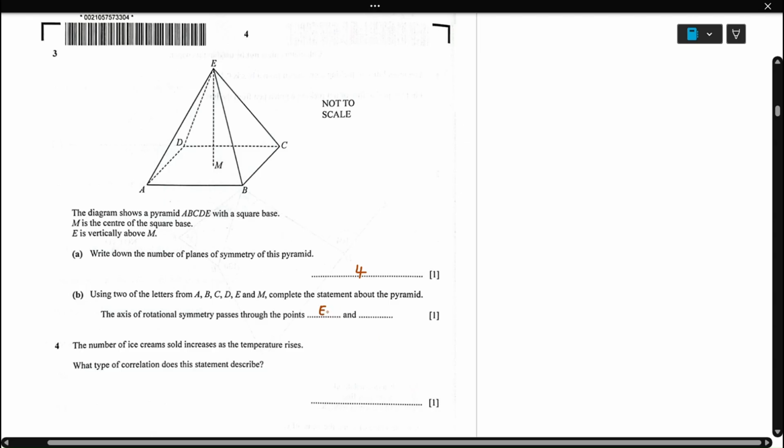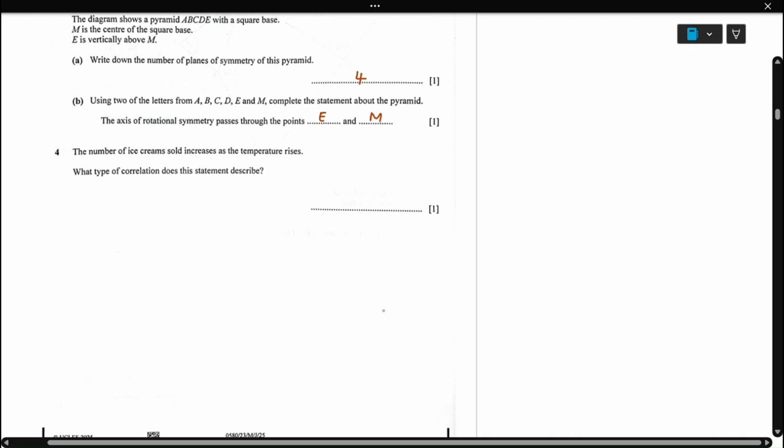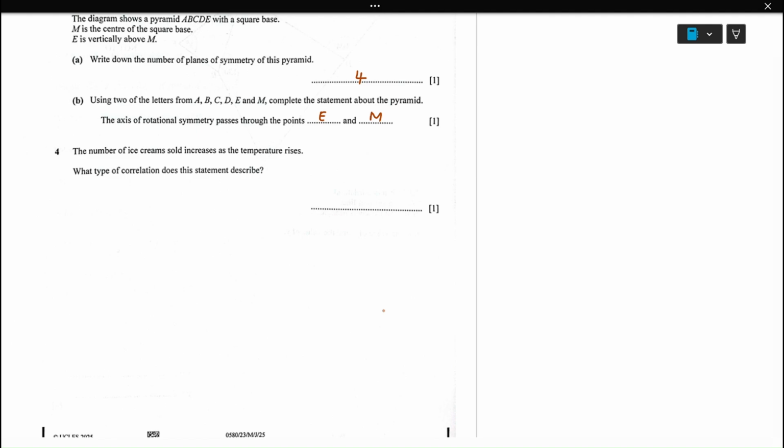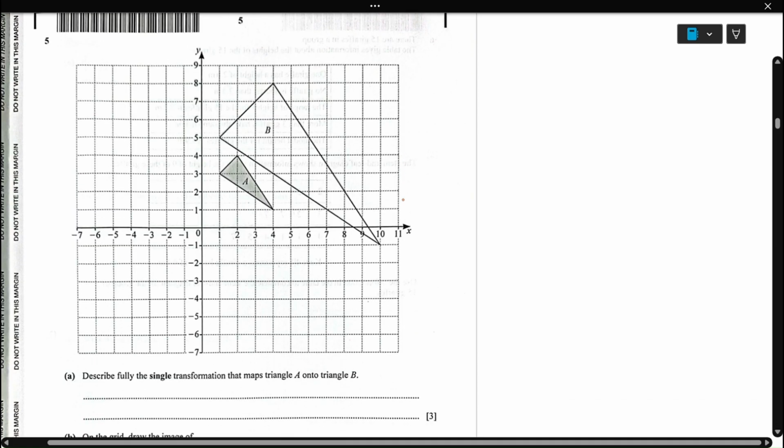Next, the number of ice creams sold increases as the temperature rises. What type of correlation does this statement describe? The number of ice creams increases when both are rising, so it is a positive correlation. Positive.